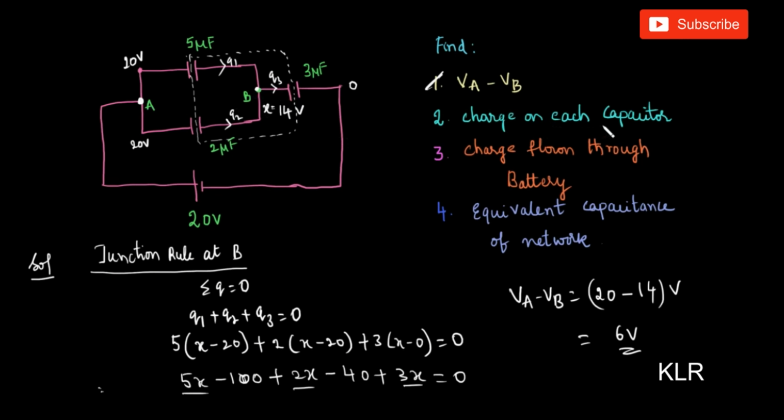Now the charge on each capacitor. The charge on the 5 microfarad capacitor is 5 into the potential difference between A and B. The potential difference between A and B is how much? 6. So 5 sixes are 30. So here the charge is 30. Now I'm taking this as Q1.